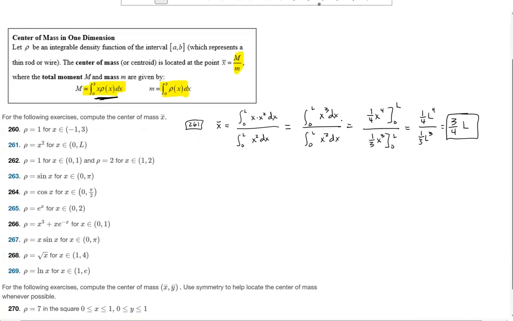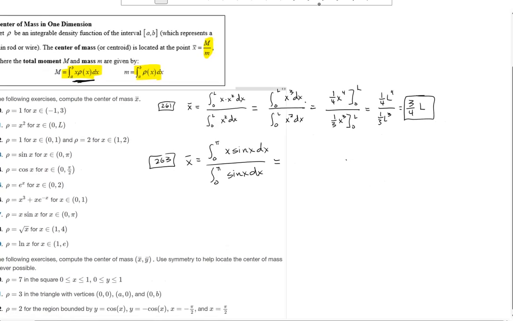Let's look at 263. It's very similar. We've got x bar, which is going to be the integral, in this case, from 0 to pi of x sine x dx over the integral from 0 to pi of sine x dx. The denominator integrates pretty easily. So does the numerator. We could just do integration by parts there, right?